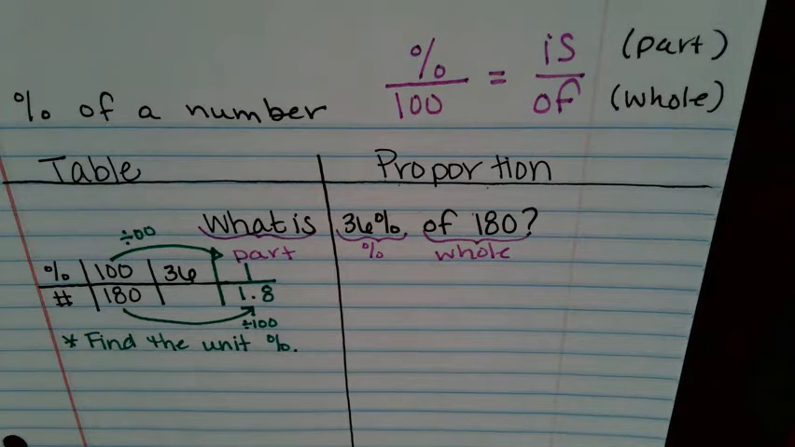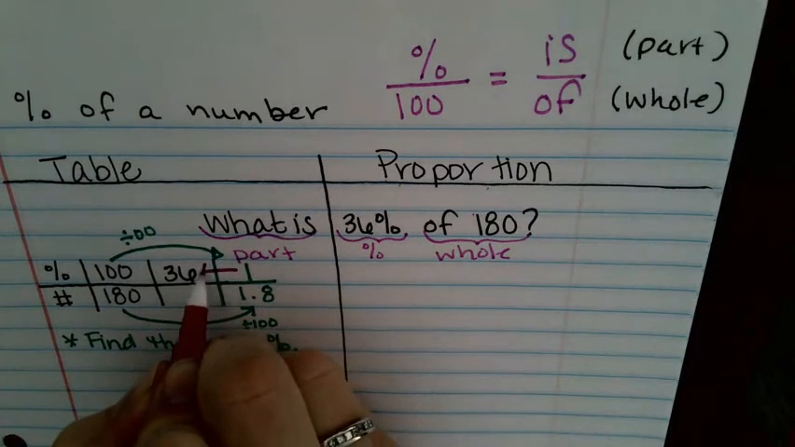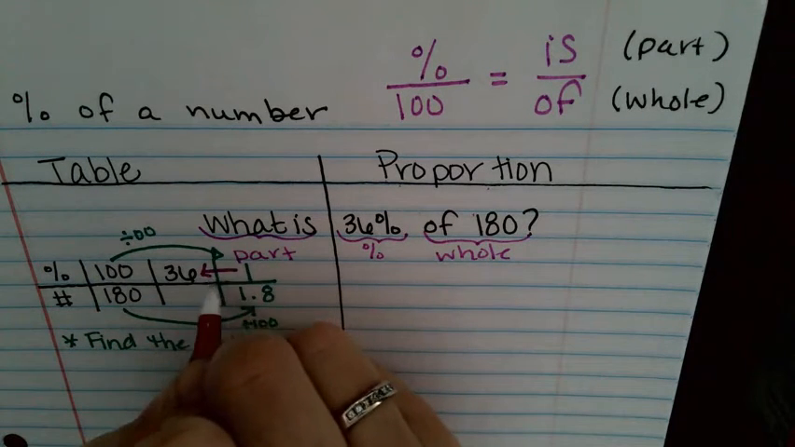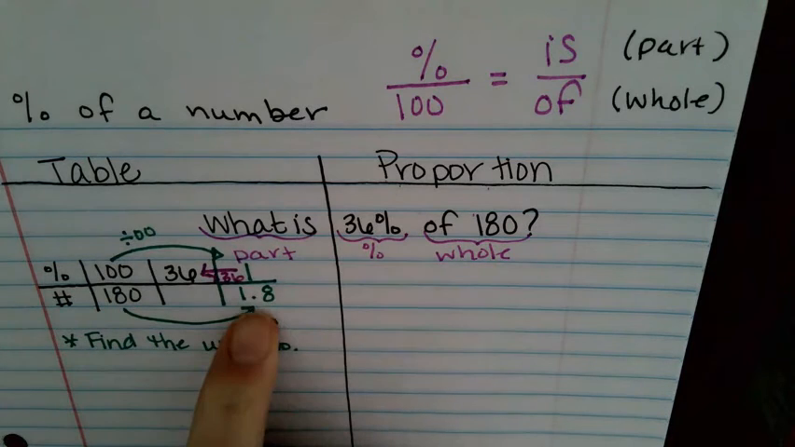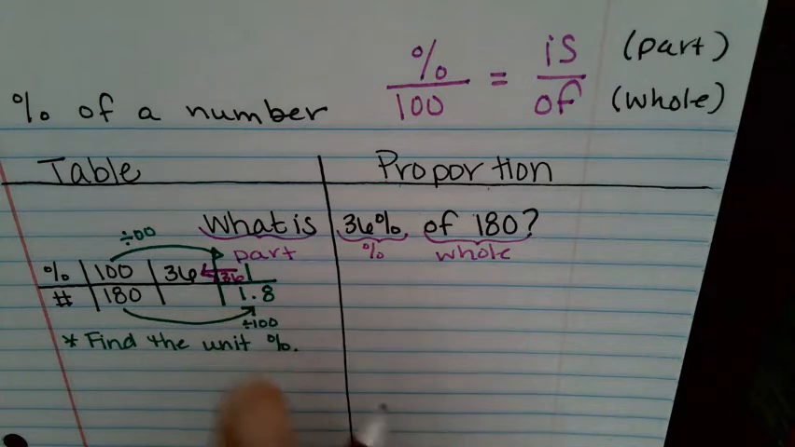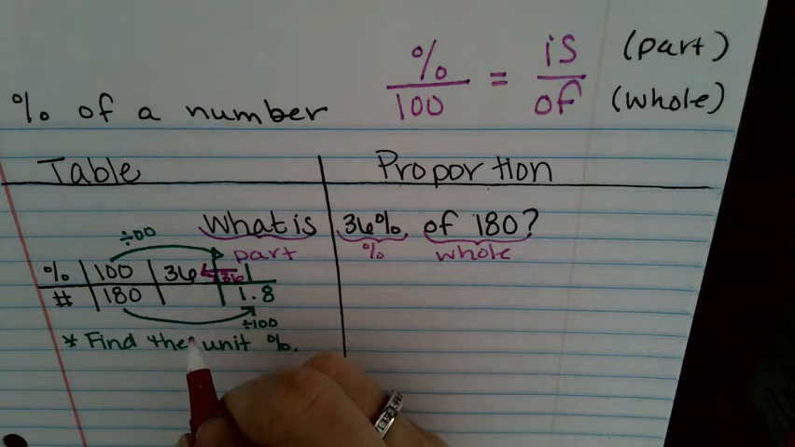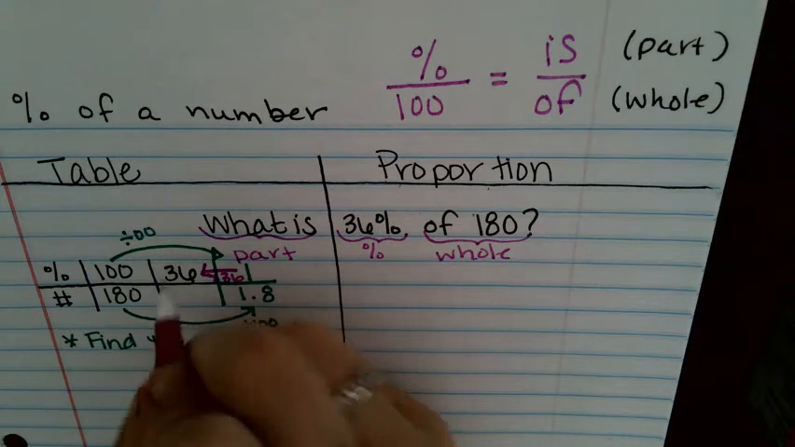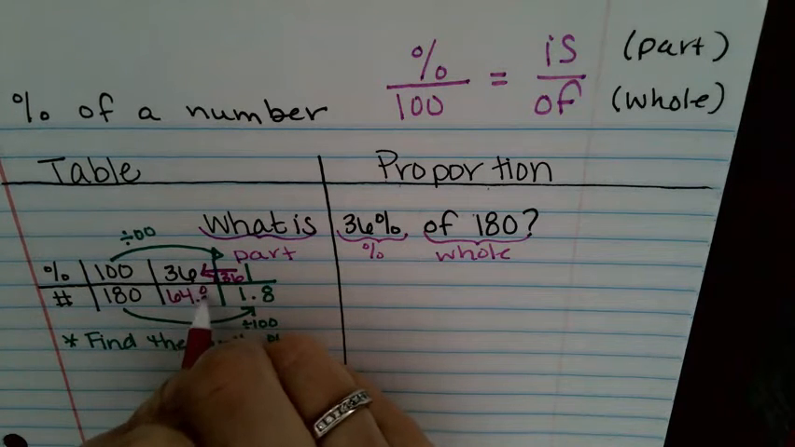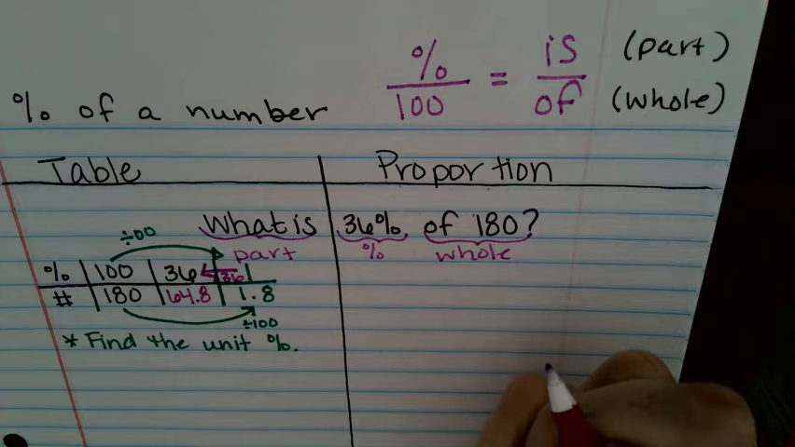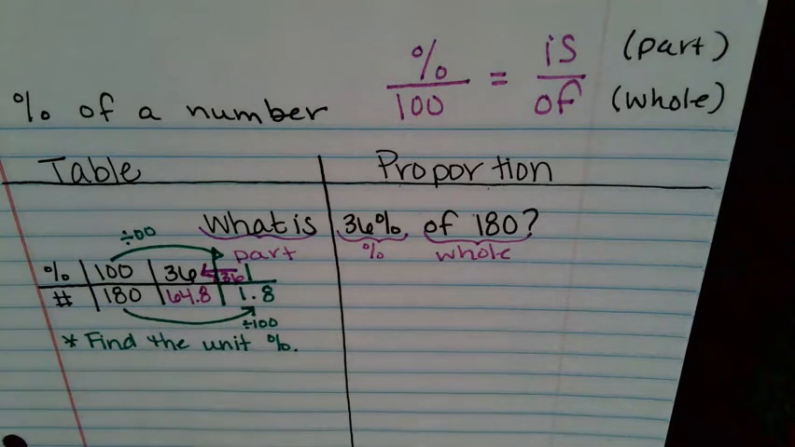Now that I know what that is, right, now I can go back this way and multiply by 36. And I can multiply 1.8 times 36, and that's going to give me the amount that I'm interested in, right? Which is 64 8/10. Okay? So this is one way that you can do this. Find the unit percent, just like the unit price, just like the unit rate.